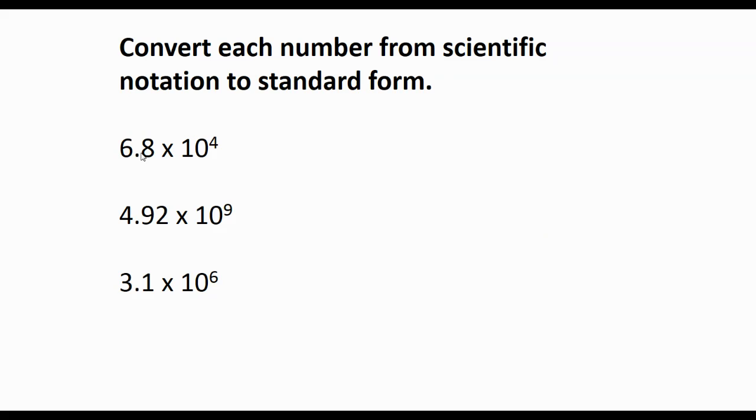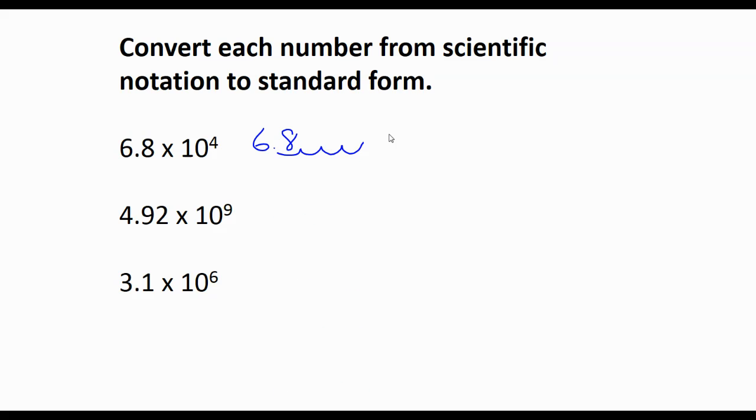So our first example here is 6.8 times 10 to the fourth power. This number is in scientific notation, and we are going to put it in standard form. So the first thing I'm going to do is just write 6.8. I'm not even going to worry about the 10 to the fourth yet. So I just write out 6.8. And then I'm going to look at this 10 to the fourth, and that exponent of 4 tells me that I am going to move my decimal 4 places over.